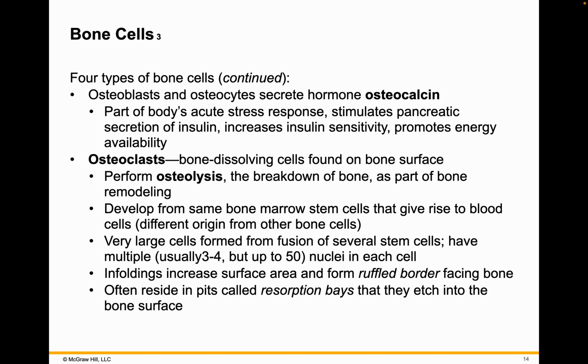Osteoblasts and osteocytes secrete a hormone called osteocalcin, which is part of an acute stress response. It stimulates the pancreatic secretion of insulin, increases insulin sensitivity, and promotes energy availability.